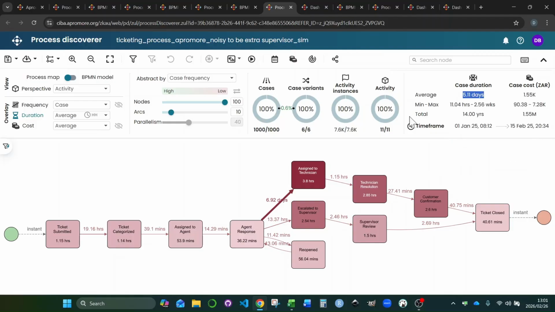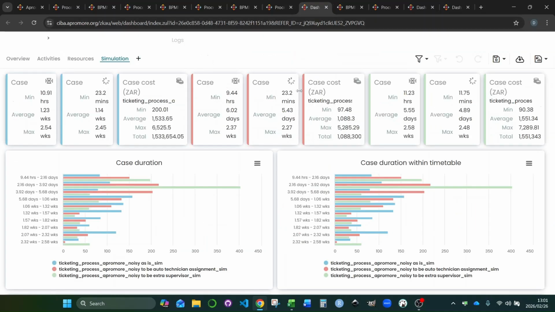Let's compare outcomes side by side, considering both duration and cost impacts. Here we show the case duration frequency comparison. You can see the distribution of case duration buckets shift toward lower values. The simulated to-be scenarios show fewer long-running cases.